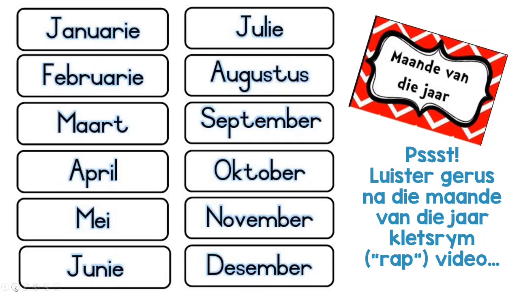Kan jy nog die maande van die jaar onthou? Januari, Februarie, Maart, April, Mei, Junie, Julie, Augustus, September, Oktober, November, Desember. Jy kan gerus luister na die maande van die jaar kletsruim video wat ek met jou gaan deel. Do yourself a favor and listen to the months of the year wrap video that I will share with you in the description below. It's quite a treat.